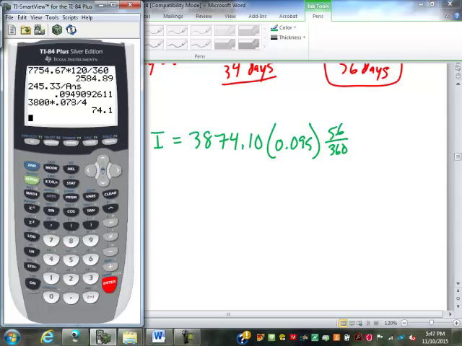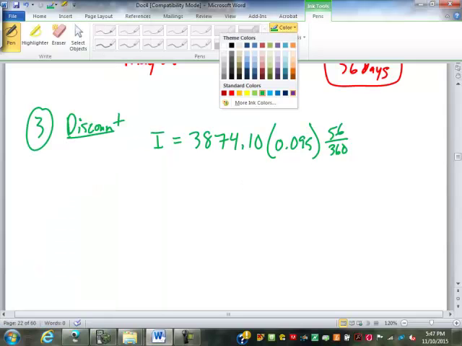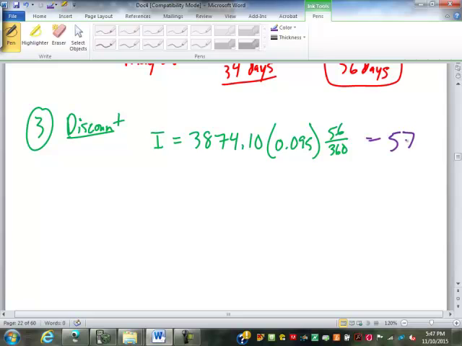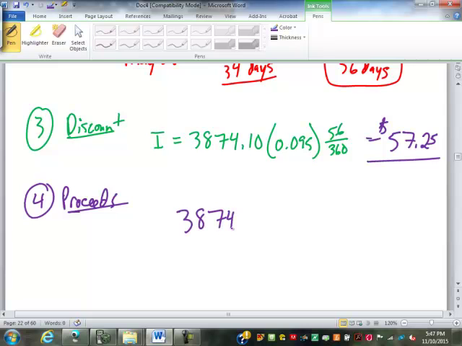So 3874.1 times 0.095 times 56 over 360 is $57.25. $57.25 is the bank's discount. So finally the proceeds, $3,874.10 minus $57.25.